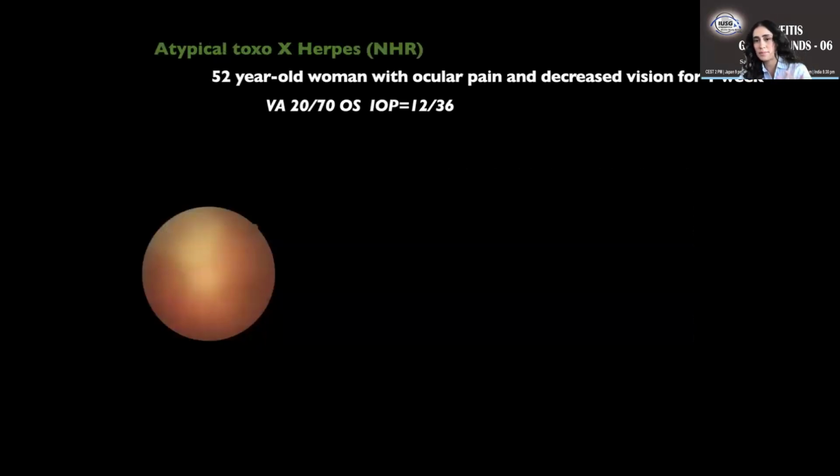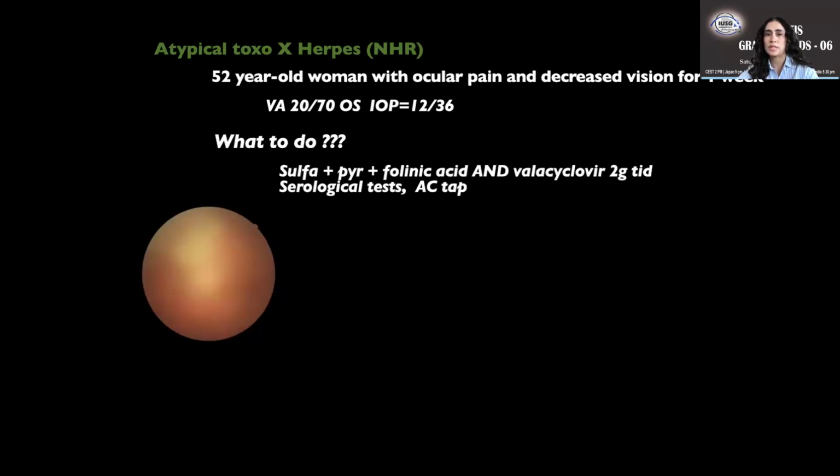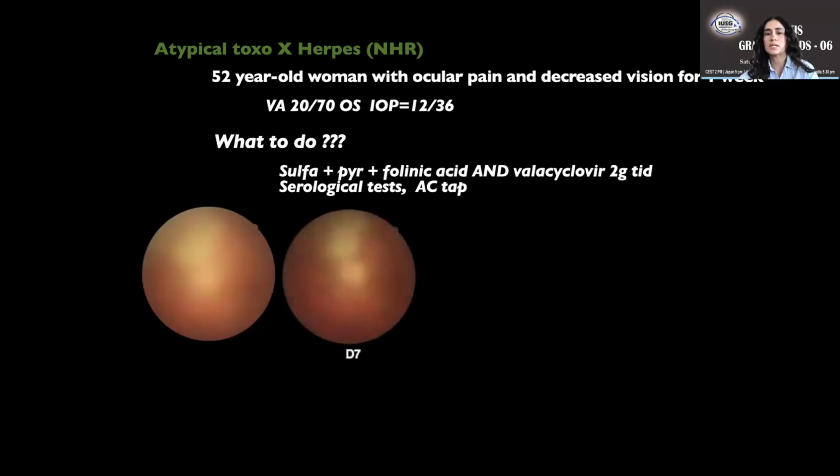So this is the patient that we had, a middle-aged woman with decreased vision and a higher intraocular pressure. We had 2 possibilities. So we decided, what are we going to do? We have the possibility that she was having an atypical toxoplasmosis because of the larger lesion, or she was having a necrotizing herpetic retinitis. So we decided that we were going to begin with the classical treatment for toxoplasmosis, but without the steroids because we weren't certain if she was having an herpetic type of thing. And we did the treatment for the herpetic type of thing. We asked for serological tests, and we decided that we were going to be doing an AC tap as well.